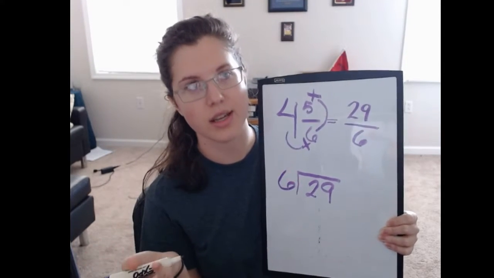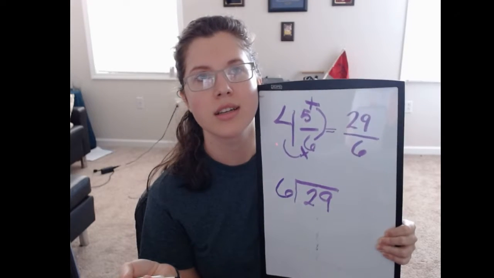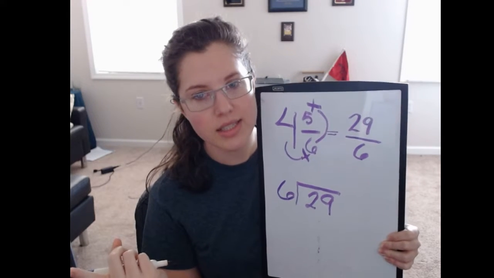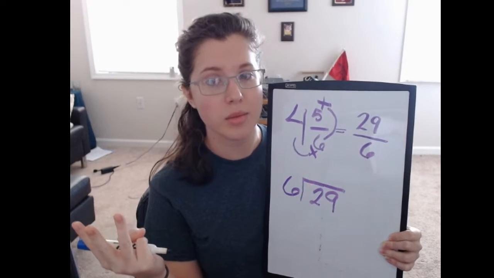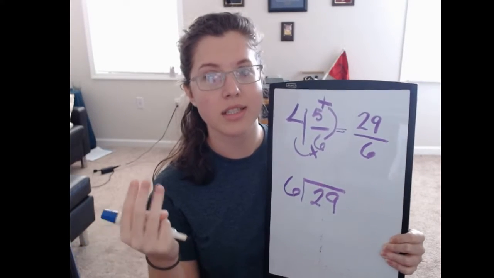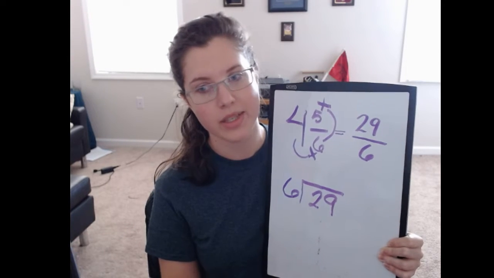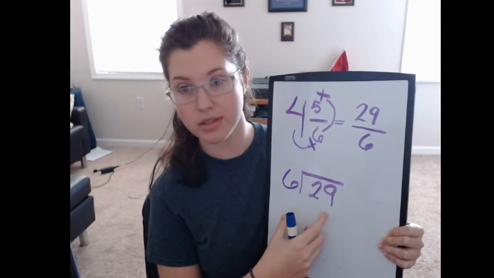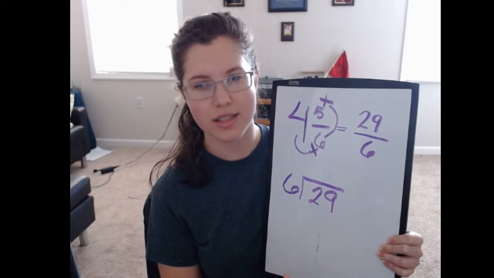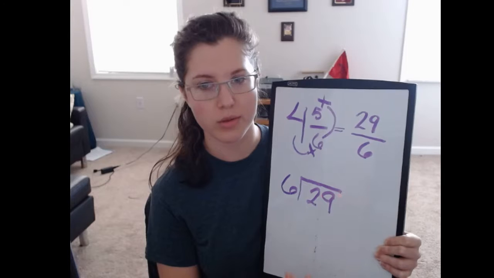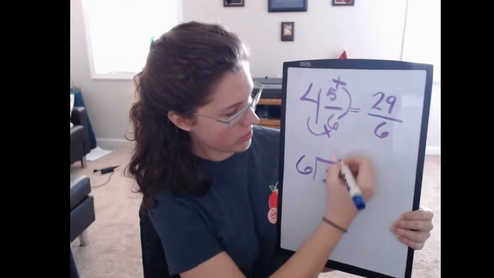Yes, and you think to yourself, how many times could 6 go into 29? See, we've got 6 times 1 is 6, 6 times 2 is 12, 6 times 3 is 18, that's pretty close. Let's keep going. 6 times 4 is 24. Okay, 24, that's pretty close to 29. 6 times 5 is 30. 30 is going to be too much, so we're not going to use 5. We'll use 4.